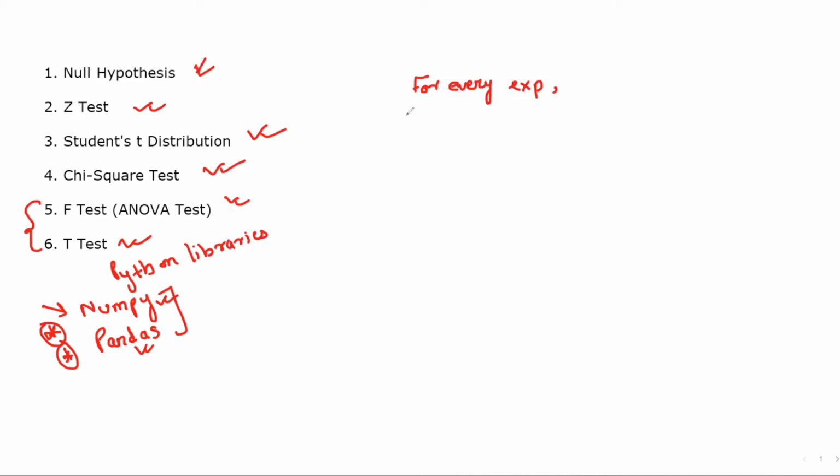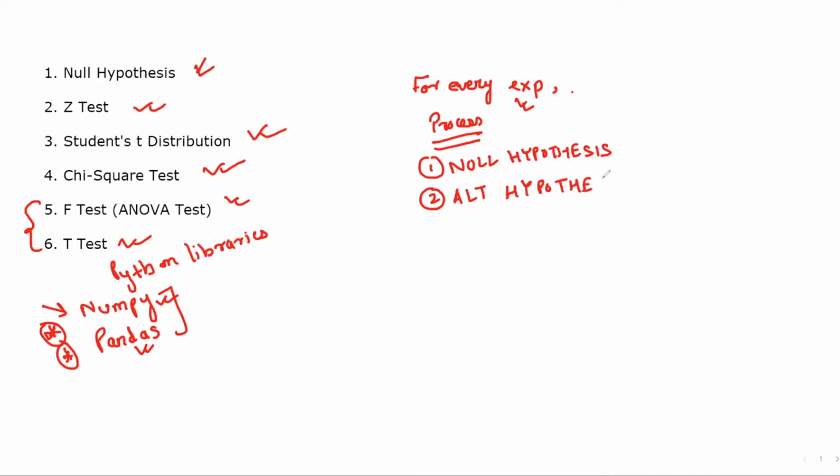So let's start. So now there is a certain process which we follow when we perform experiments. One is we define our null hypothesis. Also, we define our alternate hypothesis. Pardon my writings, guys. If you are not able to read it properly, please let me know. I will try to improve.